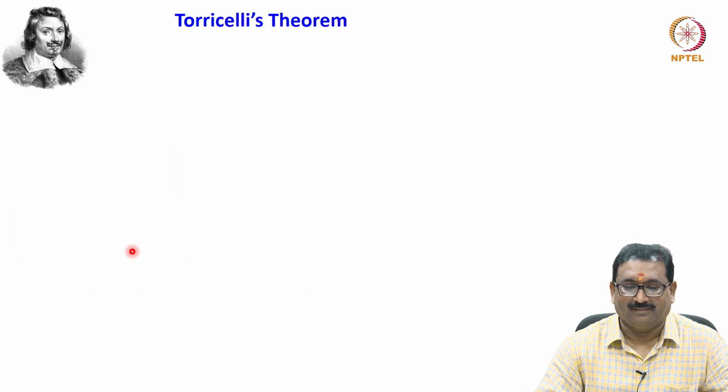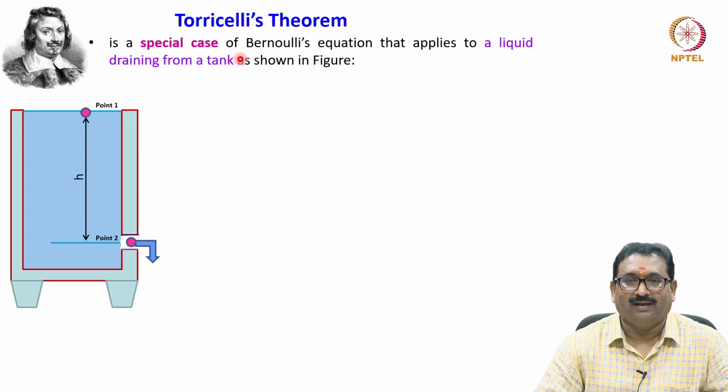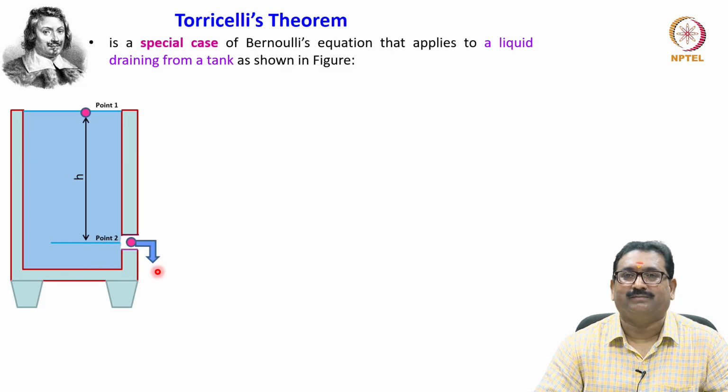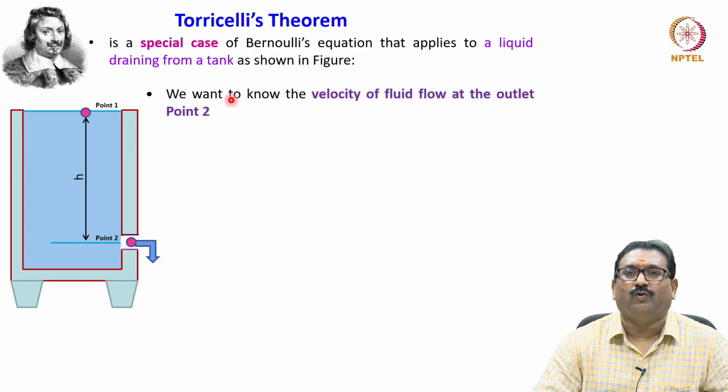Now we will move on to Torricelli's theorem. Here is a special case of Bernoulli's equation that applies to a liquid draining from a tank. There is a very huge tank filled with incompressible fluid. I am tapping through this point. Correct, friend? What is our objective in Torricelli's theorem? We want to know the velocity of fluid flow at the outlet point P2. This is the main objective now.